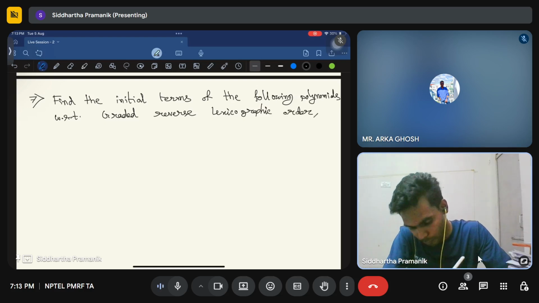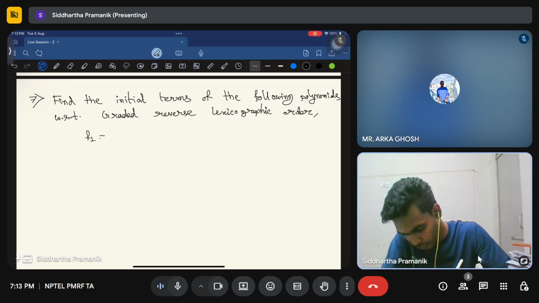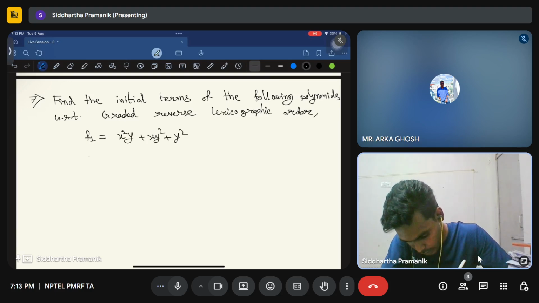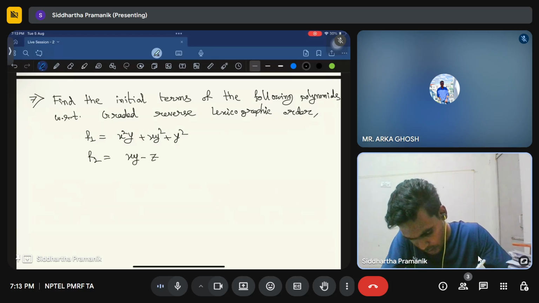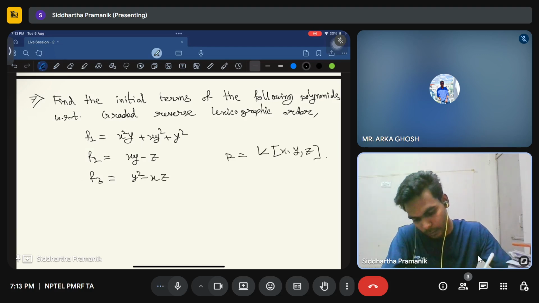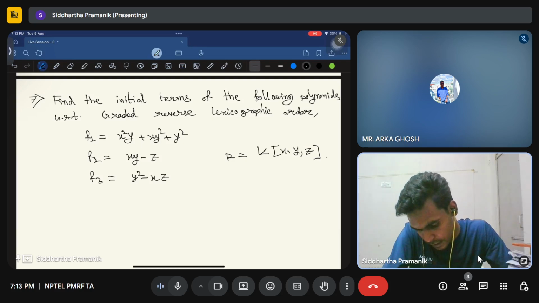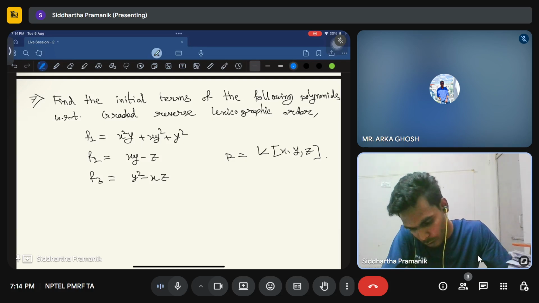So the polynomials are f1 equals x square y plus xy square plus y square. f2 is equal to xy minus z. f3 is equal to y square minus xz. And the ring is here the polynomial ring in 3 variables x, y and z. One can do this easily in Macaulay2, but now let's do it by hand.